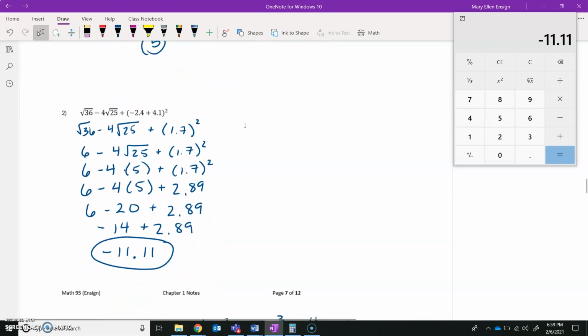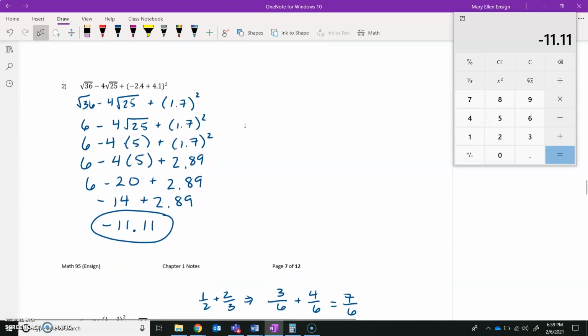Okay, so here's number 2. Here we did have parentheses right here. We add that first, and then we do our exponents and roots. Again, we work from left to right when we have more than one thing in a category. So the square root of 36 is 6, the square root of 25 is 5, and then the next step is we square 1.7, 1.7 times 1.7.